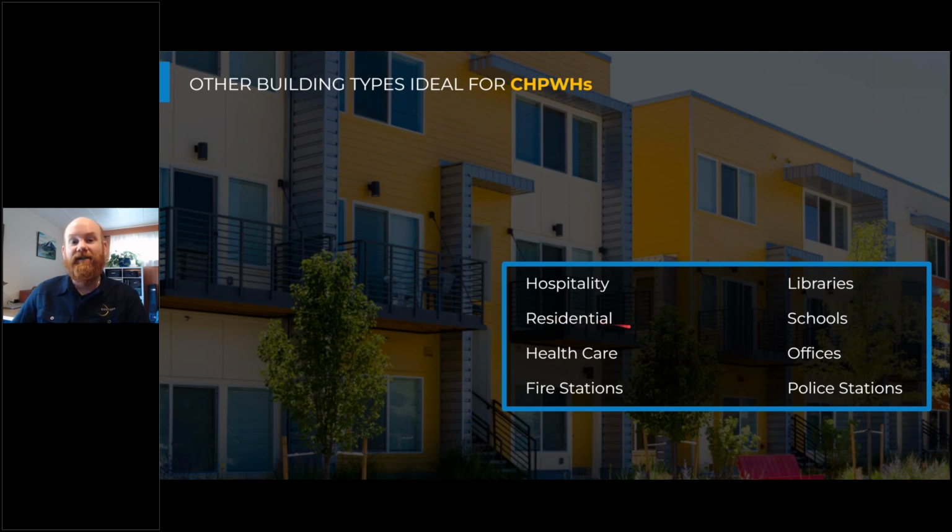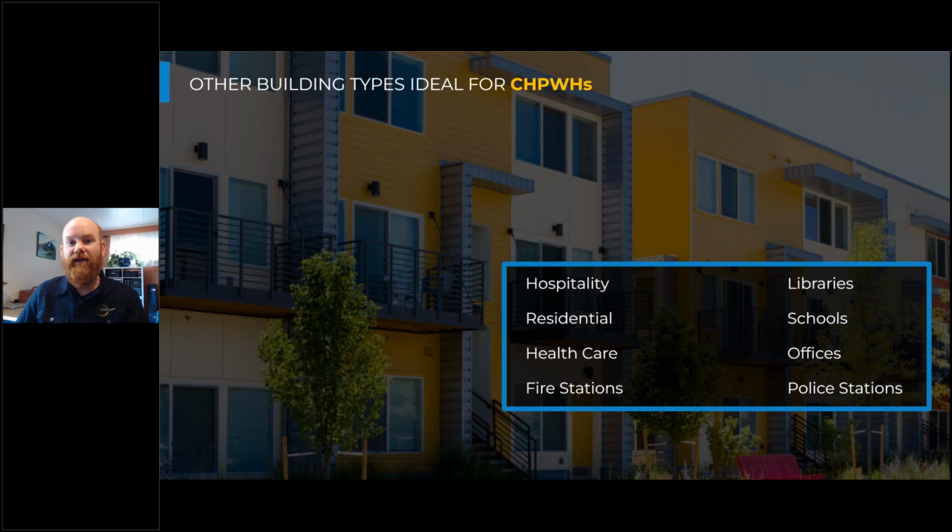Looking at building types that use a lot of hot water, we typically have hospital, residential, healthcare, fire stations falling into those categories. These are buildings that typically have a 24/7 occupancy, and the people occupying those buildings use water in their day-to-day procedures. Whether that's in a hospital for cleaning, sanitation, or other hospital services, residential, primarily using hot water for cleaning up, taking showers, and doing our laundry and so forth.